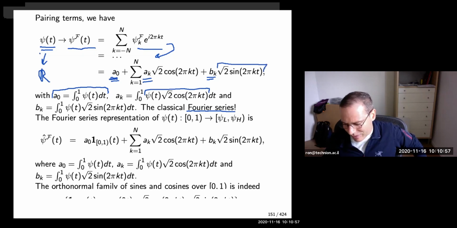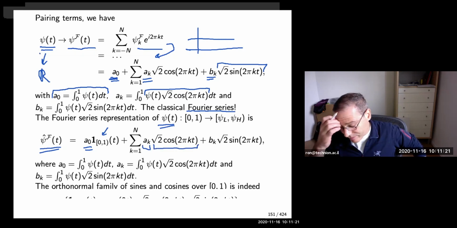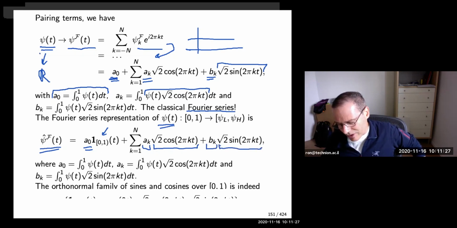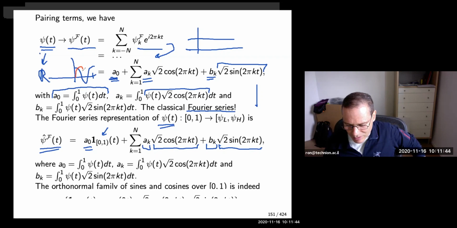Okay, if we would like to write it as a way of representing my psi of t, then the Fourier series approximation of my function is nothing but a zero that multiplies the constant function, my function that goes as a constant. And then I have these two reals, ak, that multiply all the symmetric functions, and bk that multiply all the asymmetric functions. Okay, we call them symmetric and asymmetric because if we look at my interval between zero and one, then the symmetric would look like this. This would be all the cosines, and the asymmetric would look like that. This would be all the sines.